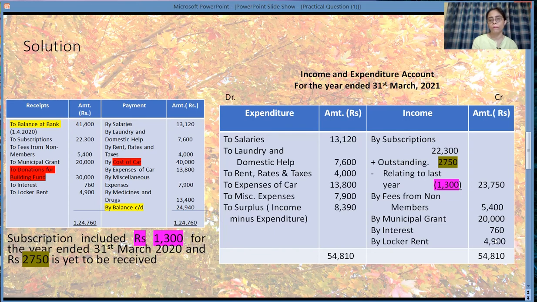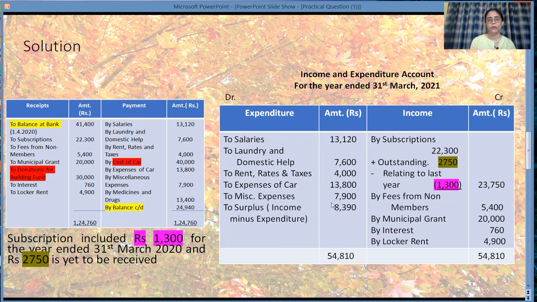Yes, children. After we add up the income side and the expenditure side, we find that the income side is more than the expenditure side. Since income is more than expenditure, we have a surplus of 8,390 rupees. Now this surplus will go to your balance sheet. It will be added to the item called capital fund. How it will be shown in your balance sheet is a topic we'll discuss later on. For the time being, we simply have a balancing figure.